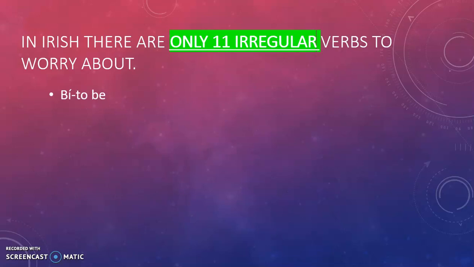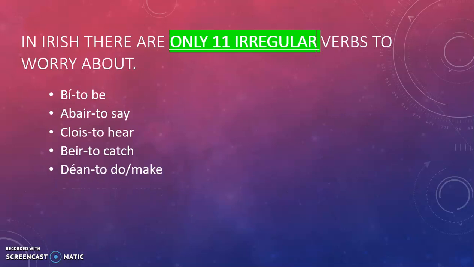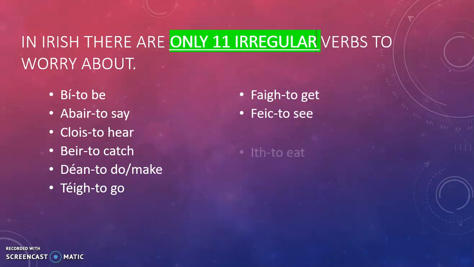Bí, to be, easy to remember that one. Abair, to say. Clois, to hear. Beir, to catch. Déan, to do or make. Téigh, to go. Faigh, to get. Feic, to see. That's one of my favourites.